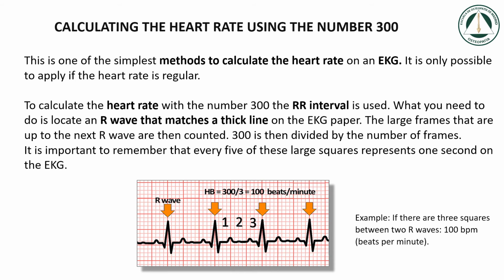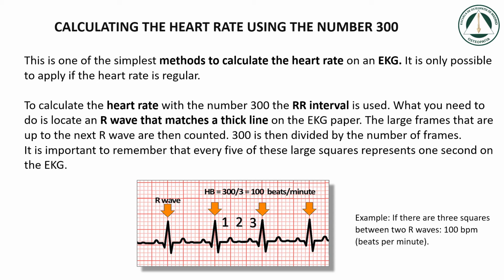Calculating the heart rate using the number 300. This is one of the simplest methods to calculate the heart rate on an EKG. It is only possible to apply if the heart rate is regular. To calculate the heart rate with the number 300, the RR interval is used. What you need to do is locate an R wave that matches a thick line on the EKG paper.